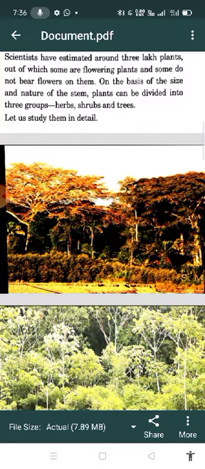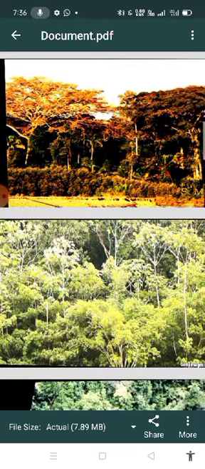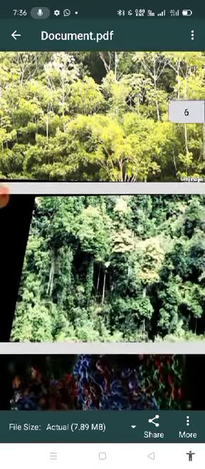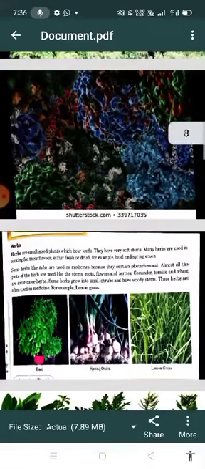Whenever you have gone to the forest, you have seen many types of trees in the forest. Some are small, some are very long or tall. So, now we will see first about the herbs. Which type of plants are called the herbs? So, herbs are small size plants which bear seeds. They have very soft stem.